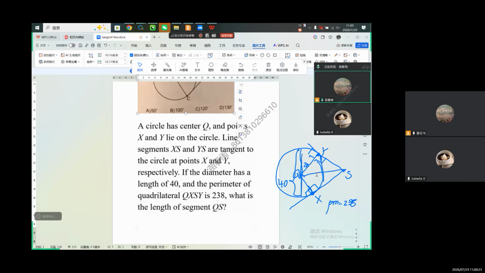Just remember, the last question we did is a similar shape. It's just saying everything is split in half by QS, right? Which means this and this are the same. Does that make sense? So is this and this the same? Yes, because this triangle and this triangle are actually congruent.